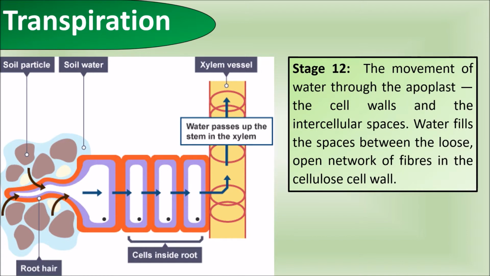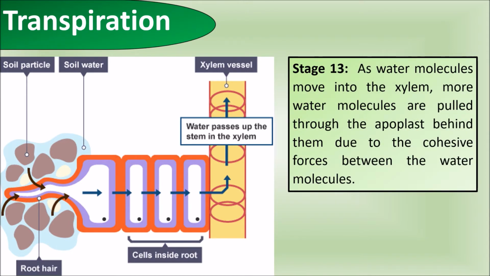The movement of water through the apoplast pathway, so the cell walls and the intercellular spaces. So water fills the spaces between the loose open network of fibres in the cellulose cell wall. It's important to remember that the apoplast pathway is under no control. The cells aren't physically controlling it, unlike the symplast pathway, where the water is needing to move through the cells, so the cells do have some control over it.